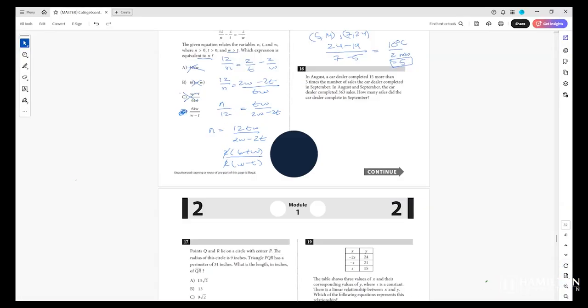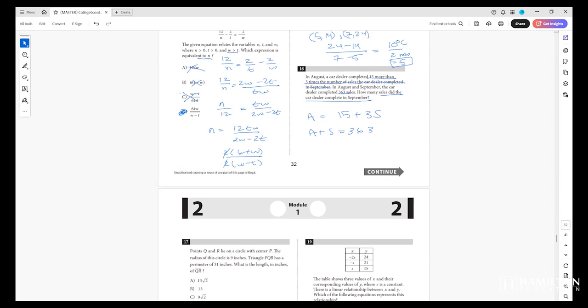Question number 16. In August, a car dealer completed 15 more than 3 times the number of sales the dealer completed in September. So just hypothetically, the number of deals in August would be 15 more than 3 times the sales in September. In August and September, the car dealer completed 363 sales. So August plus September is equal to 363 sales. How many sales did the car dealer complete in September?